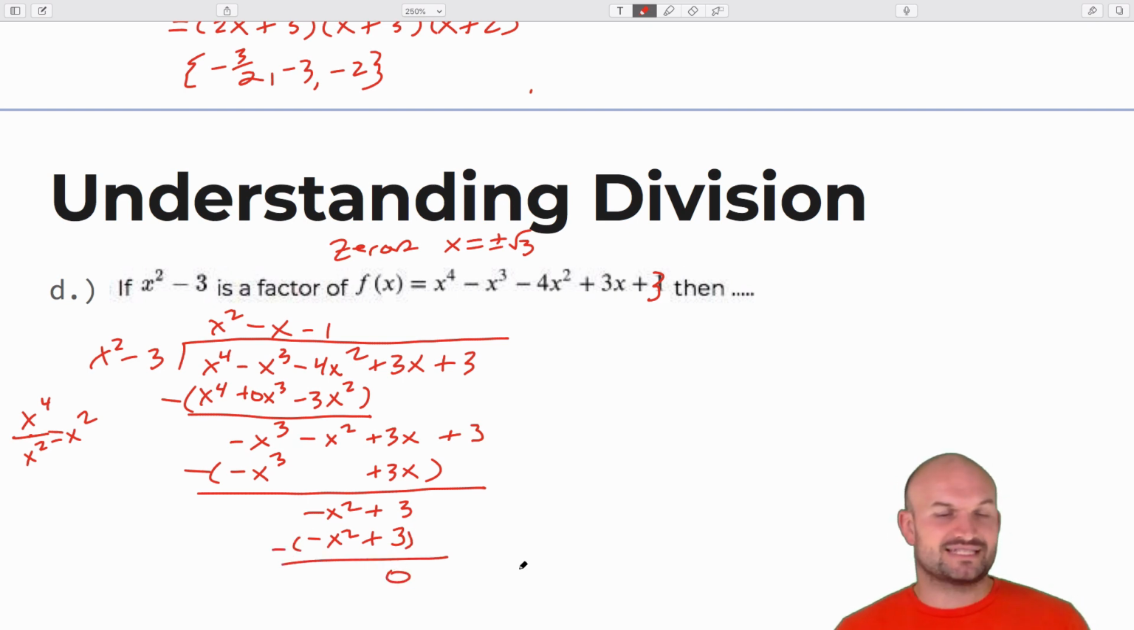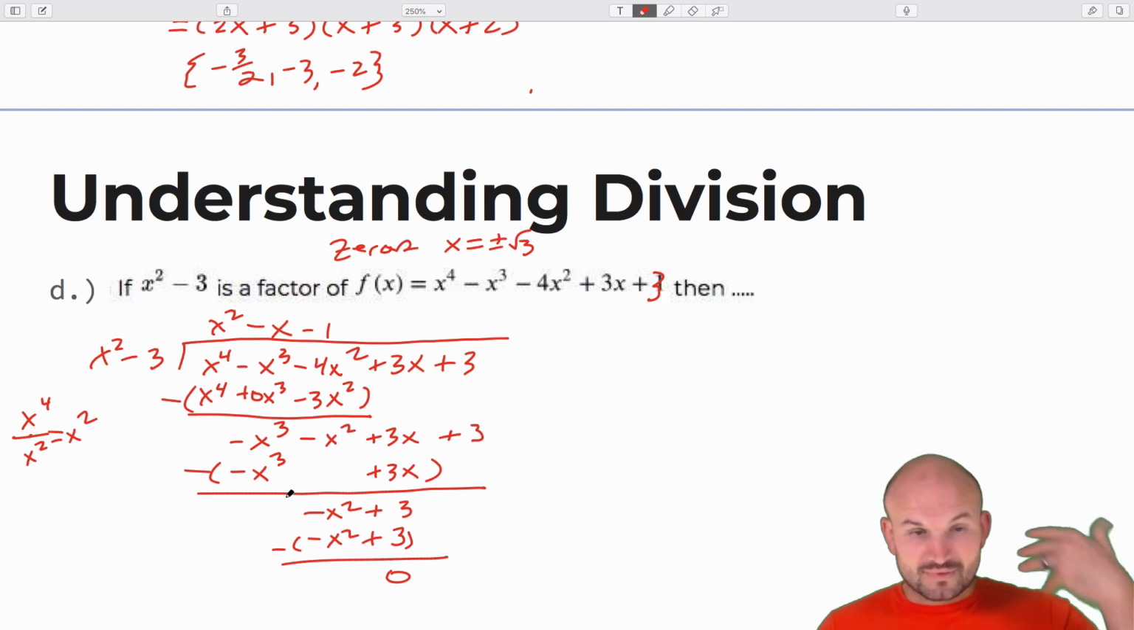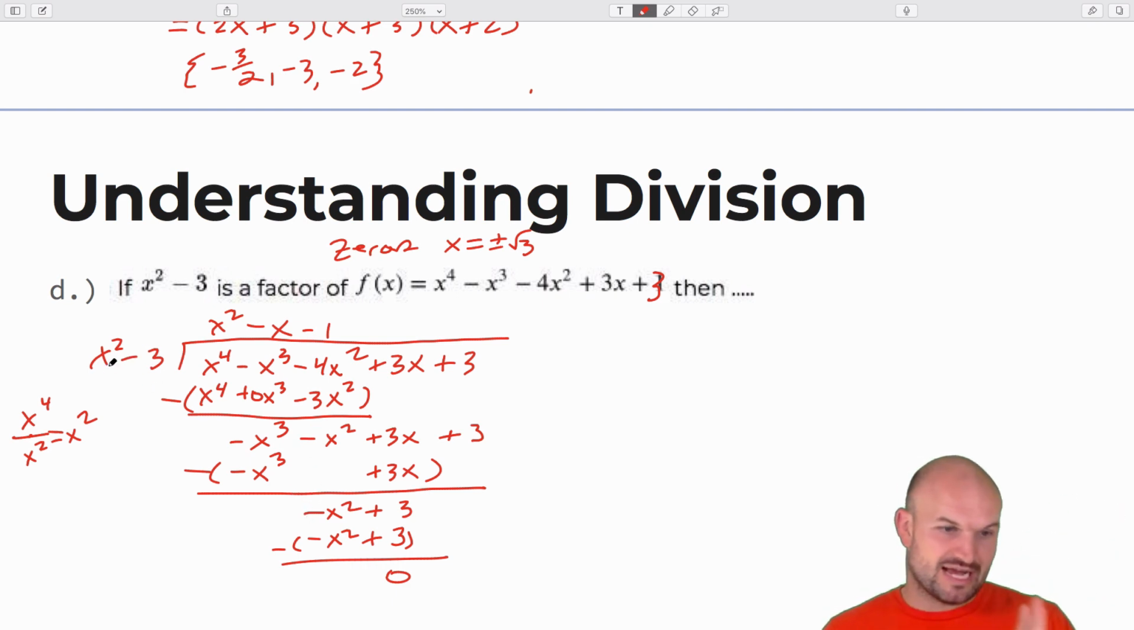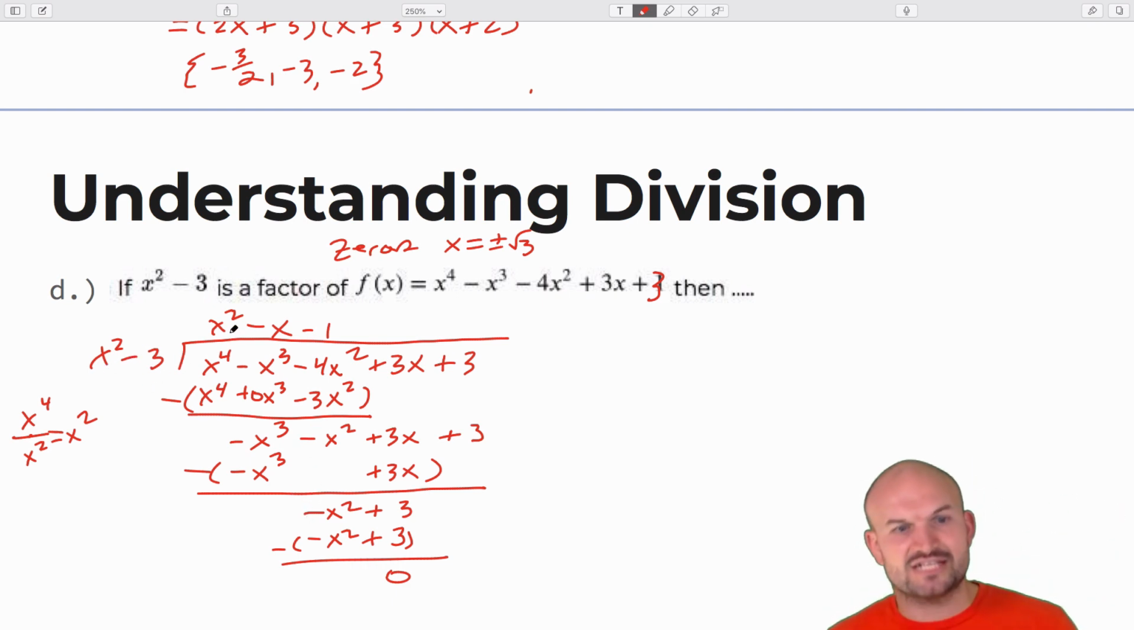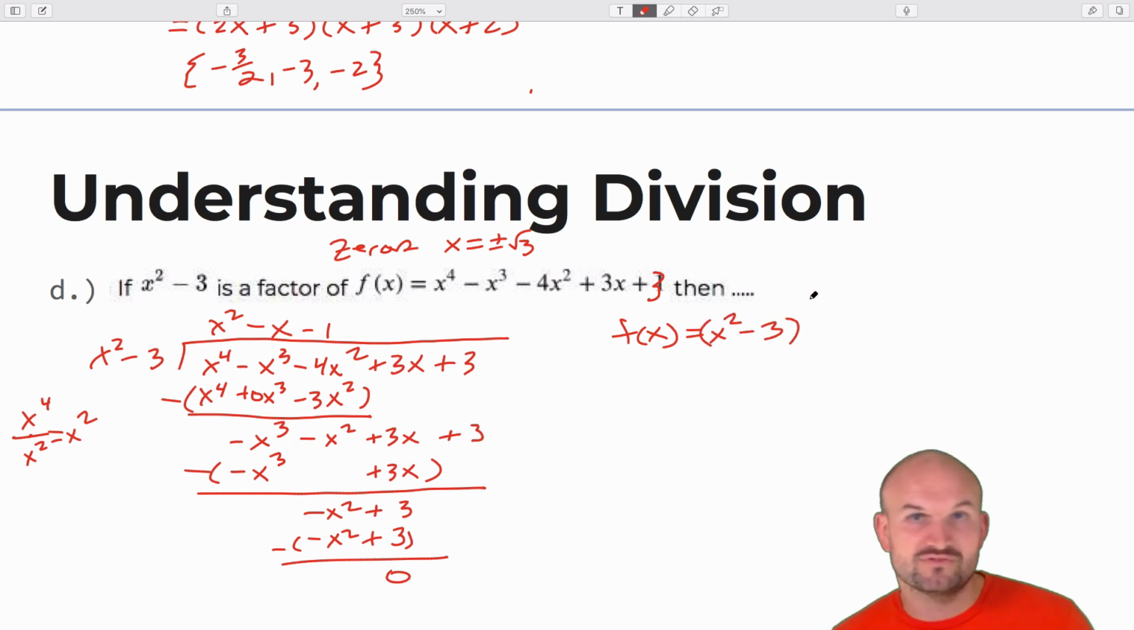All right. So anyways, that's going to be a 0. So again, we figured out, hey, this is a factor. X squared minus 3 divides into this x to the 4th minus x cubed minus 4x squared plus 3x plus 3, x squared minus x minus 1 time. So therefore, we now know that we can write this as a product of its two factors, right? Just like if 3 is a factor of 12 4 times, that means 3 times 4 is 12. So I can write this as a product of its two factors.